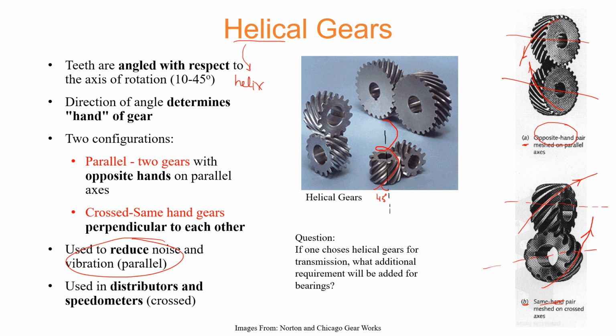Now, at this particular stage, I'll ask a question, and that question is going to be explored by you. The question is: if one chooses helical gears for transmission, what additional requirements will be added for the bearings? Obviously, these are going to be mounted on shafts, and shafts may be supported by bearings. So if you use helical gears, you can see the advantages, but what is going to happen to the bearings, or is there any specific requirement for them? You're going to explore that and answer me in the comment section later on.